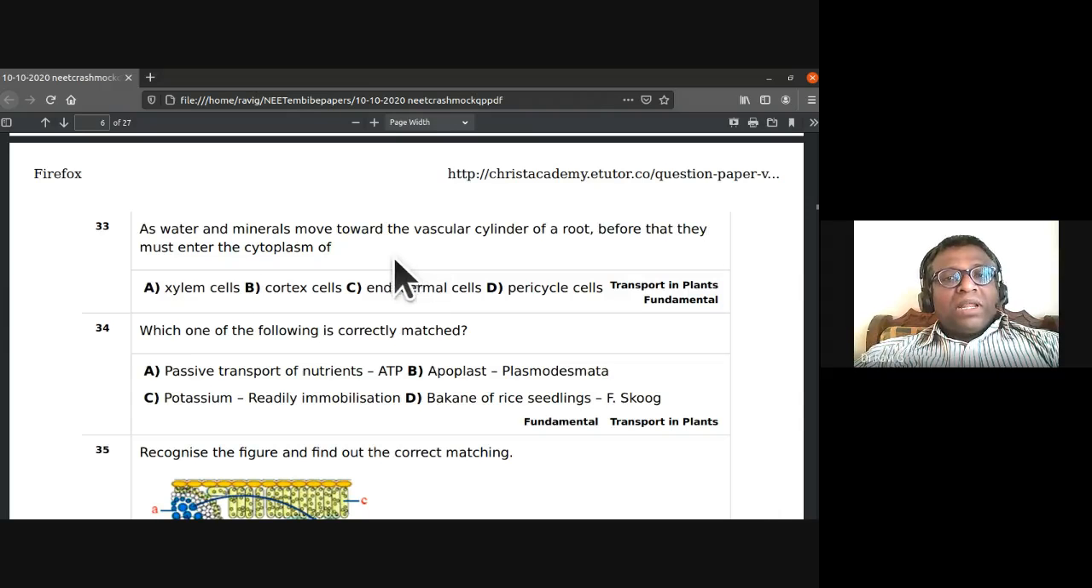33rd, as water and minerals move towards the vascular cylinder of a root, before that they must enter the cytoplasm of endodermal cells.